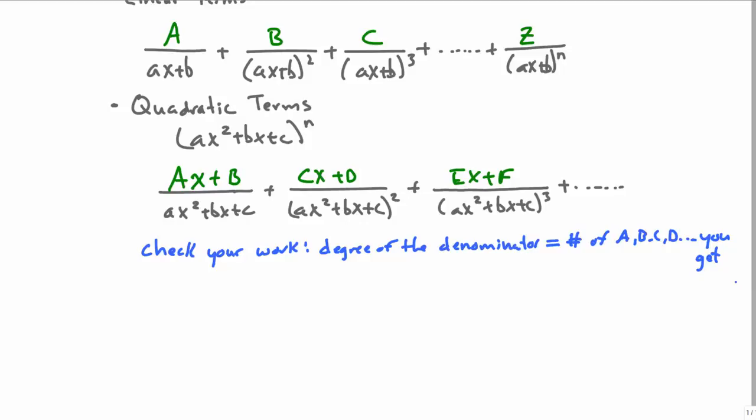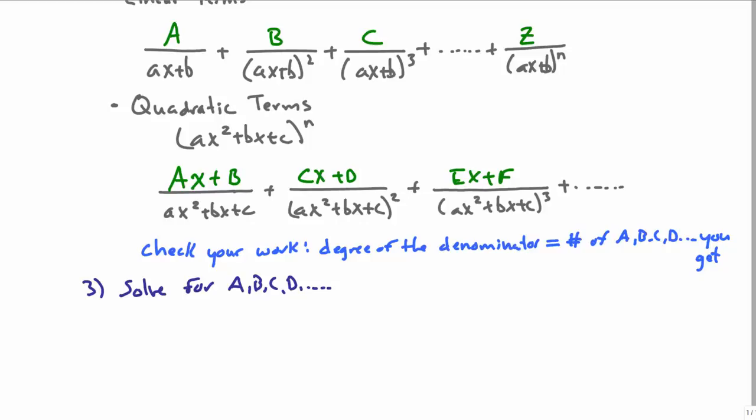Now, don't expand anything. There's no reason to take ax plus b and actually square it, or ax plus b cubed and actually expand it. We want to leave things in factored form because they're easier to integrate in factored form. Now once we get this process done, we're going to solve for all these variables. So we're going to solve for a, b, c, d, etc.